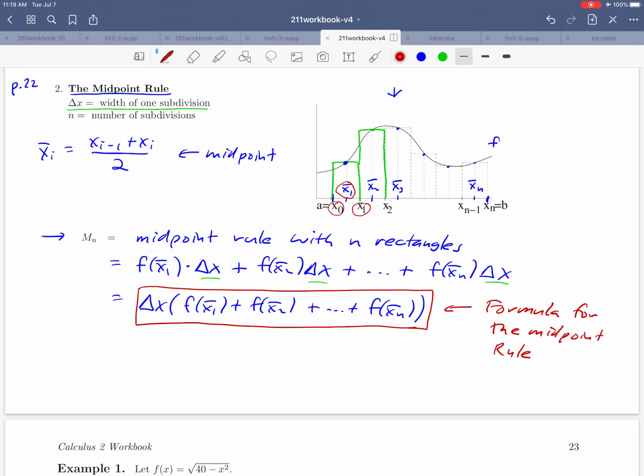Okay, so far in this section, what we've done is derived or described two formulas, two ways of estimating area under a curve, and in future videos we will demonstrate how to use these formulas to actually approximate the value of an integral.